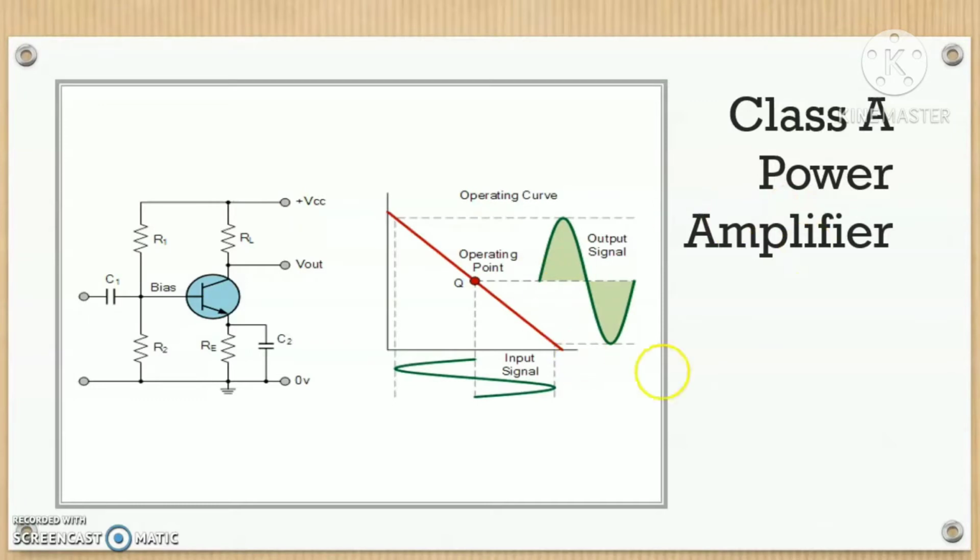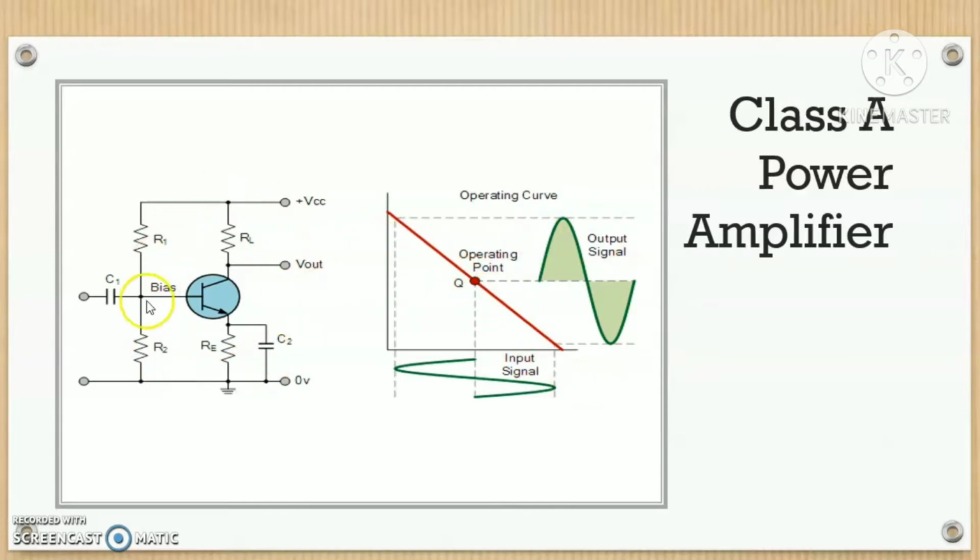The next is the classification of power amplifiers. Classification of power amplifier is done depending upon the position of the Q point. Here you can see this is a Class A power amplifier. In Class A power amplifier, the Q point is at the center of the DC load line. So whenever you give the input voltage, you get the whole 360 degrees as the output. This indicates that in Class A power amplifier the conduction is 360 degrees and the Q point is at the center of the DC load line.